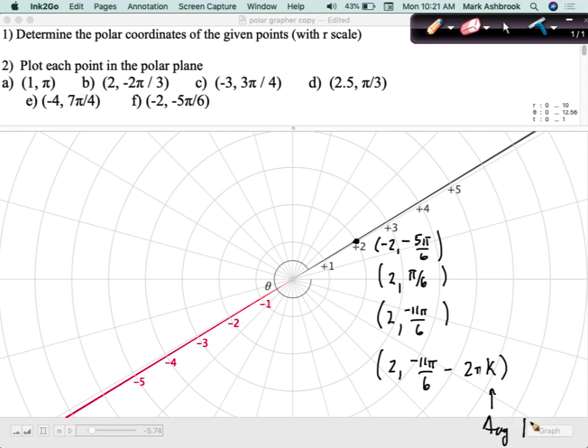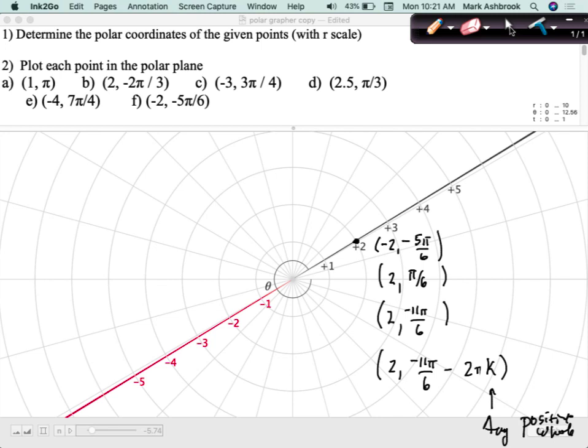Any whole number. Positive whole number. Yeah, I guess any integer. Any integer, right? So we can go the other way too. Any multiple of 2 pi going around takes us back to positive r being in that direction. So it's really important to know that there are lots of different ways to represent the same point in the polar plane.